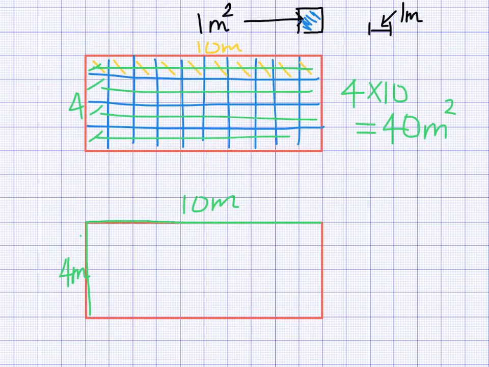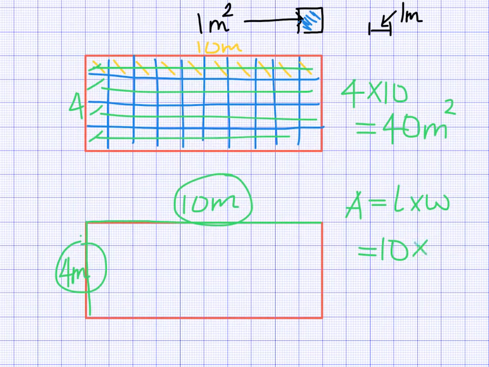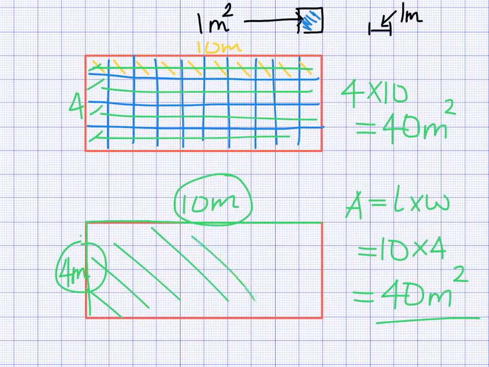To find the area of a rectangle, all you need to do is multiply the length times by the width. So the length in this one is 10 meters. The width is 4 meters. So 10 times 4 is 40 square meters. Remembering area is a square unit because we're finding the space inside the shape. So it is 40 square meters.